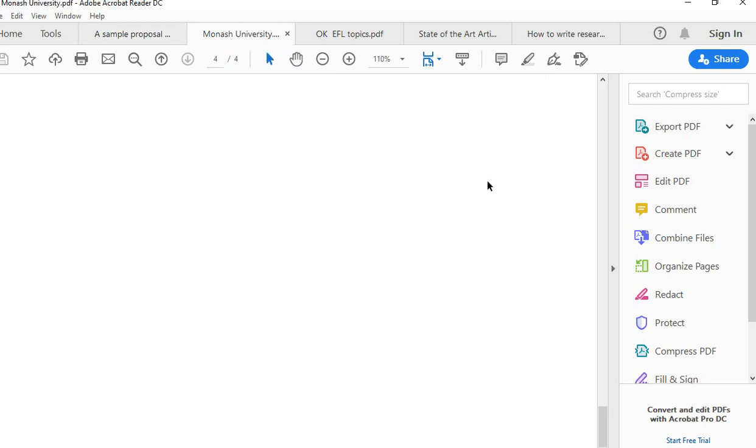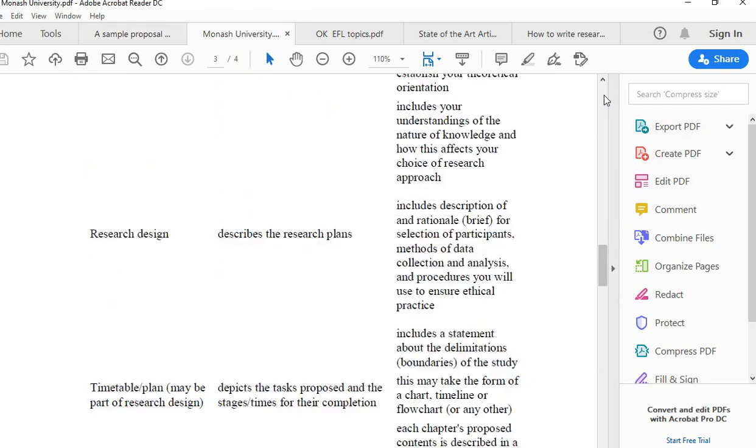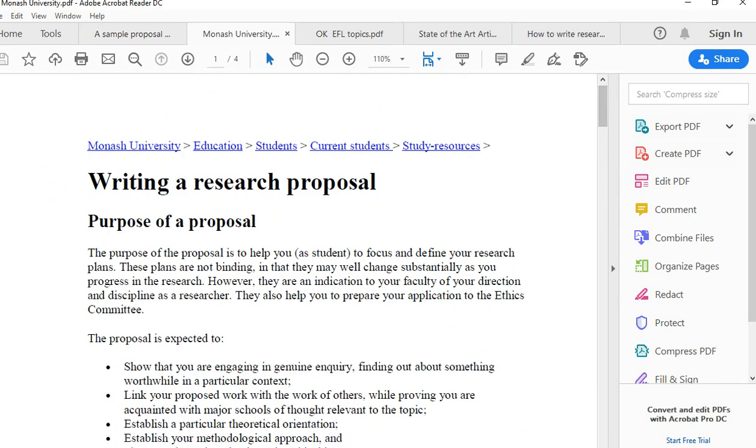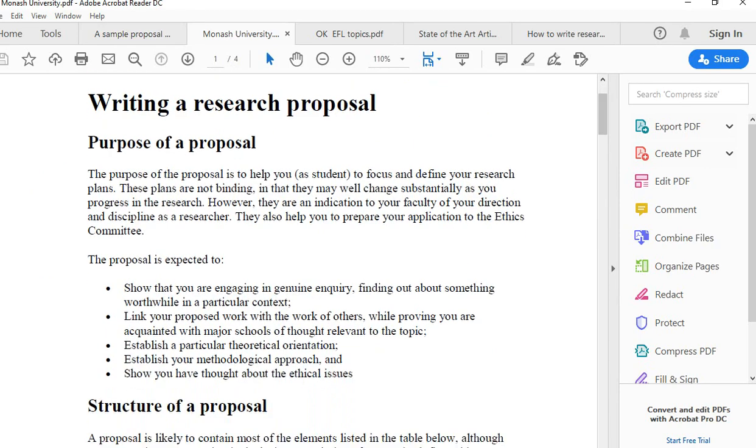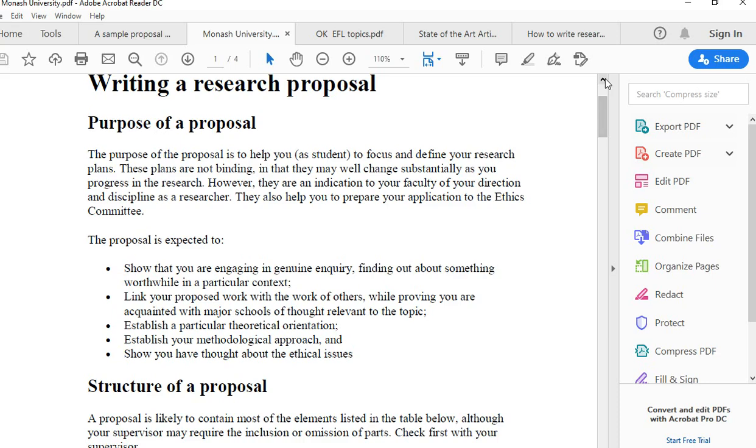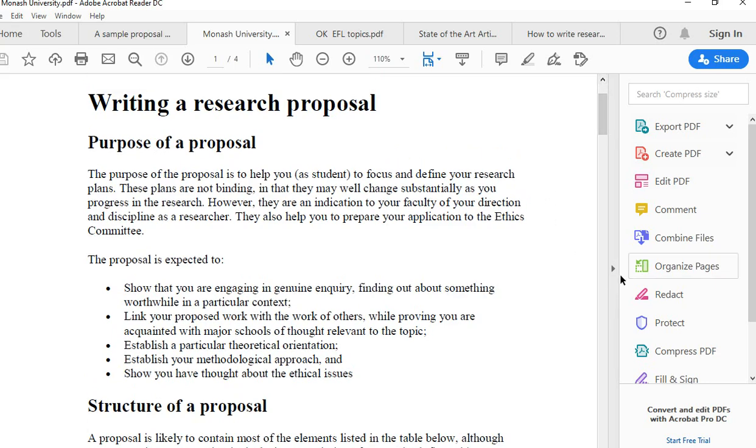All right. Now, let's look at another issue, which is writing a research proposal. It is a kind of extract taken from Monash University in Australia. The purpose of a proposal is this. The purpose of a proposal is to help you to focus and define your research plans, right? These plans are not binding. They are not fixed, in that they may well change substantially as you progress in the research.